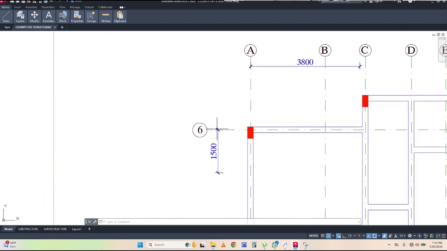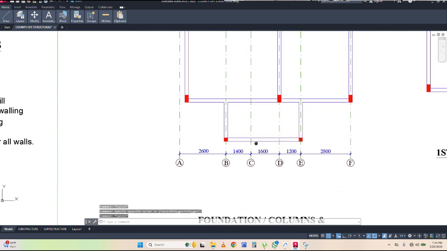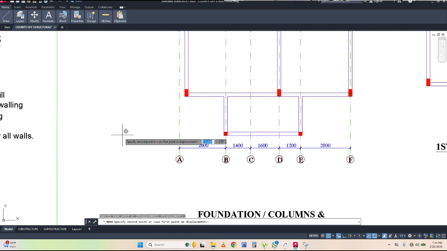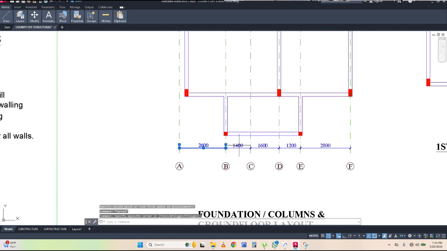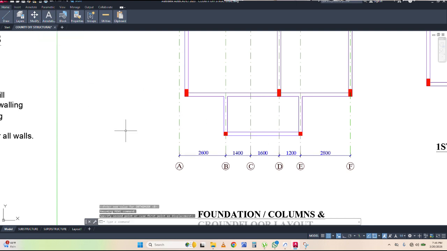This is the foundation and column layout. Okay, I'm working on this axis so that when referencing and also when setting out, there is clear communication of how your house is supposed to be built.